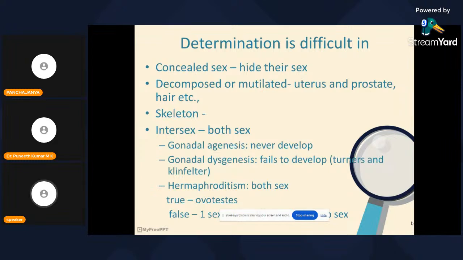There are four types. The first is gonadal agenesis. In gonadal agenesis, the sexual organs never develop, and there will be abnormalities in early fetal life itself. And then the nuclear sex will be negative in this condition.